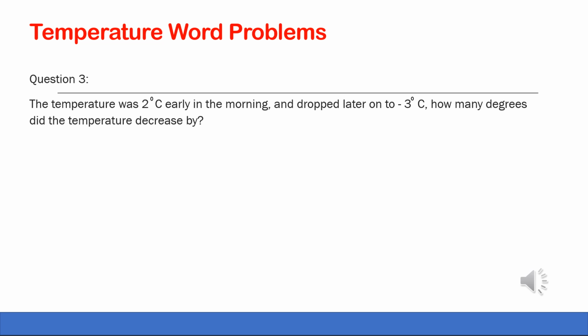Let's answer the last question. Question number 3. The temperature was 2 degrees Celsius early in the morning and dropped later on to -3 degrees Celsius. How many degrees did the temperature decrease by? Applying the same rule, the temperature decreased by equals the new temperature take away the old temperature. The only difference here is that the arrow is pointing downwards, and that's because the temperature has decreased. Replacing the equation with numbers, we know that my new temperature is -3, and my old temperature was 2 degrees.